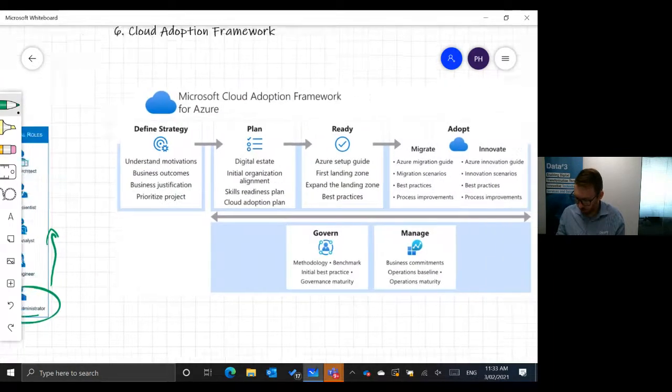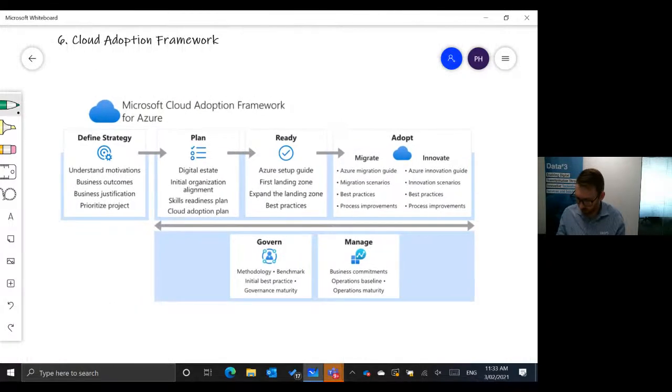Now, we start looking at the CAF. This is a slightly different image to what we had on the screen before, but it's the same concepts. We know they've got a strategy towards going to Azure. They've already got that landing zone in there. They've already started planning the move towards it. But there's a skill readiness plan to consider, and the cloud adoption probably needs more refinement. The first landing zone is set up already.